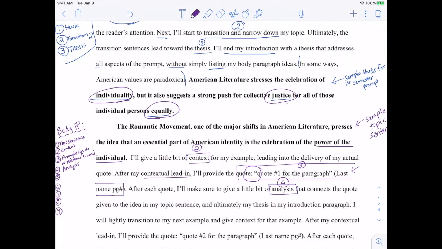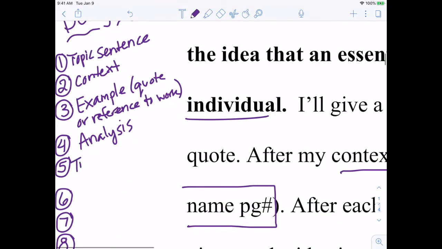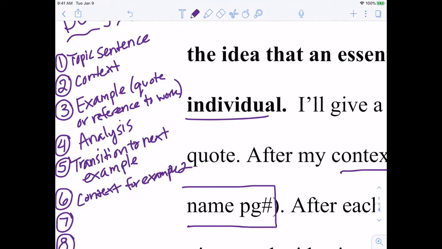That connects the quote given to the idea in my topic sentence and ultimately my thesis in my introduction paragraph. I will lightly transition to my next example. Okay, so next thing you need to do is transition to next example, and then give context for that example. Okay, so more context is needed as well. So 5 and 6 would be transition and some context for your second example.